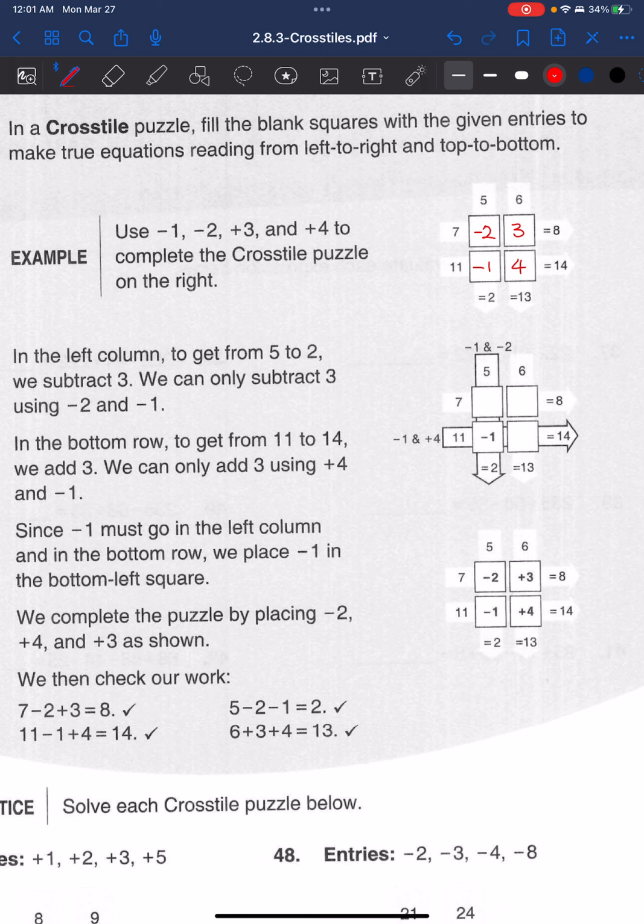Now that we have all the boxes filled, we're just going to do one quick check to make sure that everything is correct. Minus 2 and 3 gives us plus 1, and 7 plus 1 is 8. Minus 1 plus 4 is 3, and so 11 plus 3 is 14. So the horizontal ones are all correct. Now let's look at the vertical columns. Negative 2 plus negative 1 is negative 3, and 5 minus 3 is 2, and 3 plus 4 is 7, and 6 plus 7 is 13. So all of this is correct.